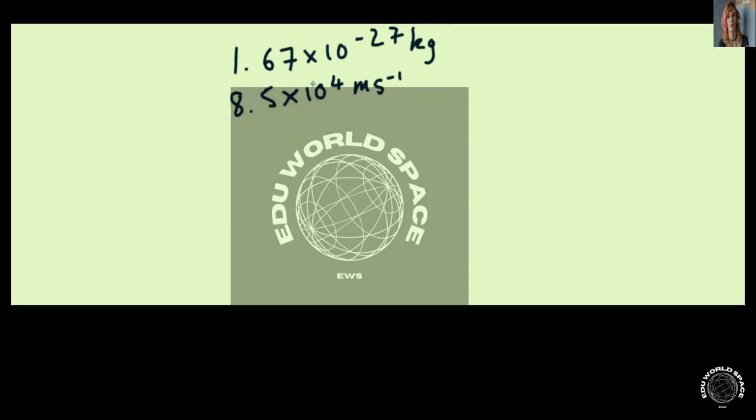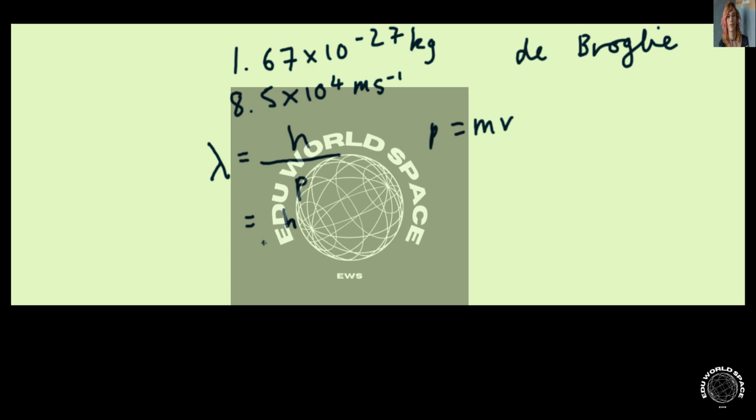So to answer this question and find the wavelength, I'm going to use de Broglie's wavelength, or de Broglie, however you want to pronounce the name. And that is that lambda is equal to h, which is Planck's constant, divided by momentum, p. So remind ourselves that momentum, p, is equal to mass times velocity. So we can just input that in here and we get that h over mv is equal to lambda.